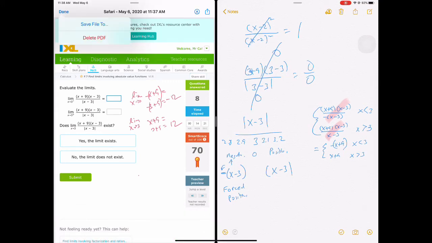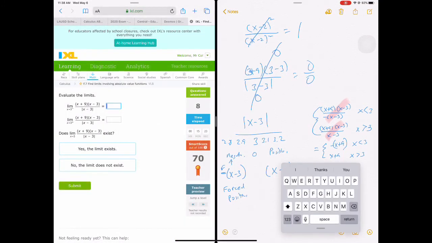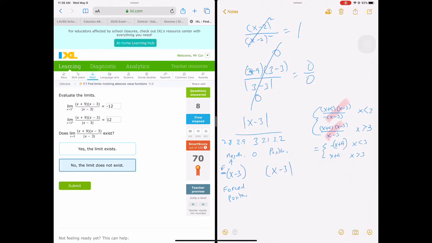Does the limit exist? The left side says negative 12. The right side says positive 12. Since they don't agree, that means the limit does not exist. No, the limit does not exist.